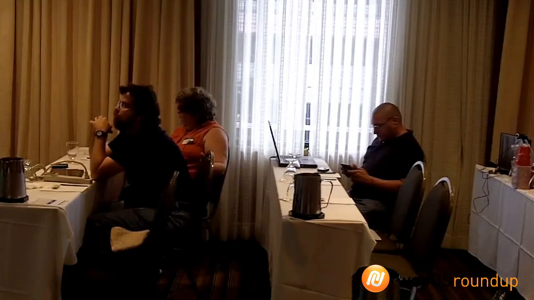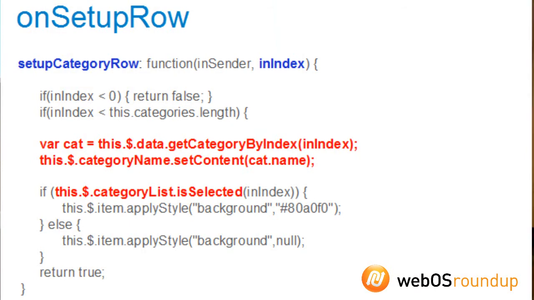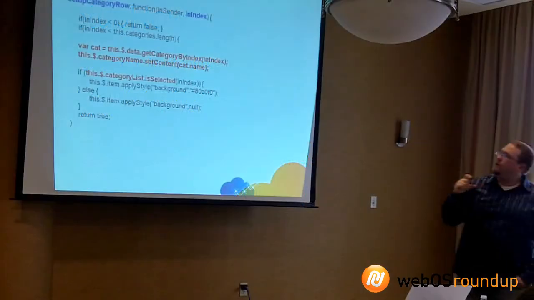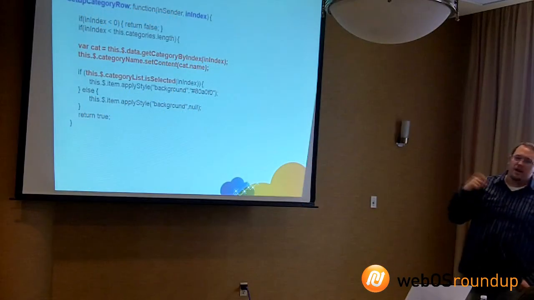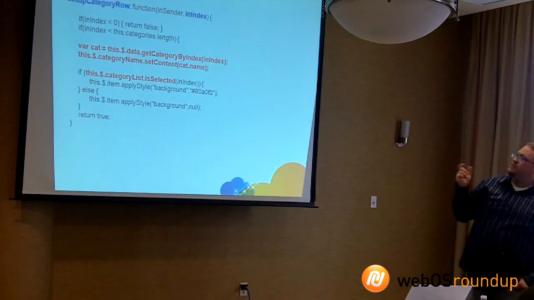It's checking if the index is less than 0. Because if it's -1, then you don't have a value that you can return. So he's returning false, which will stop the list setup. If the index is greater than the number of items you have in your list, then it's telling it to stop, and if it's less than the number of items, it's going ahead. All right, var cat equals this.$.data.getCategoryByIndex(inIndex). It's the special function that he set up to get the value of the category by its index number. So that's all that is.